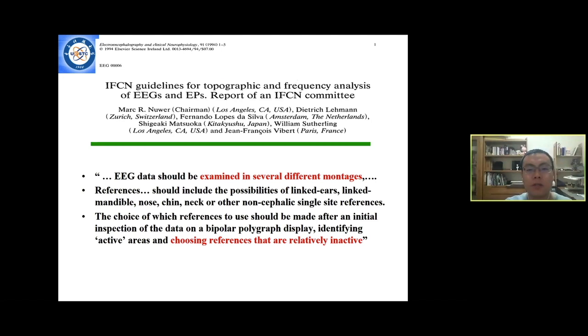The choice of which reference to use should be made after an initial inspection of the data on bipolar polygraph display, identifying active areas and choosing references that are relatively inactive. And in these guidelines, there is also no standard or recommendations about the reference method.